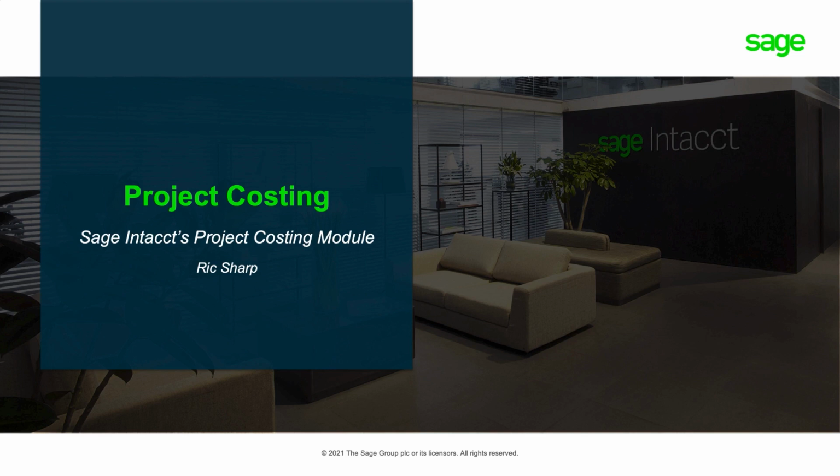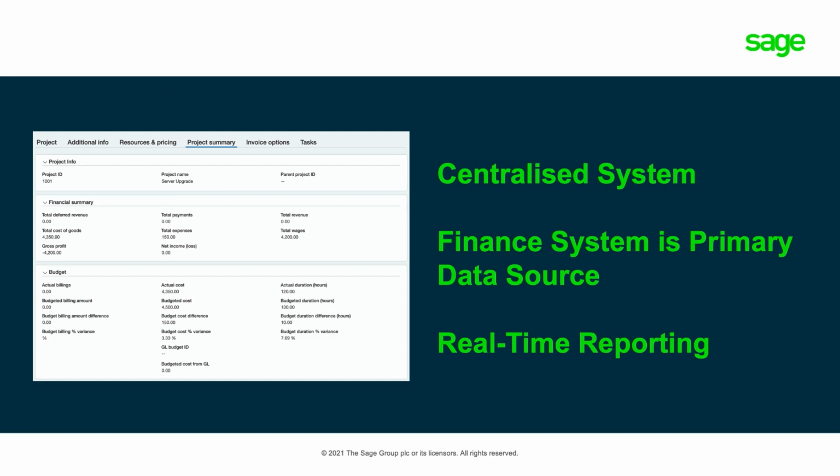Now let's look at Intacct's project costing module. We understand businesses struggle with a number of problems in this area, often having data held outside of their finance system, perhaps in payroll or project planning systems. This then needs you to extract and compile information before you can produce reports, leading to delays. With Intacct, our solution gives you a centralized system where finance is the primary data source and this enables real-time reporting. Let's take a look.